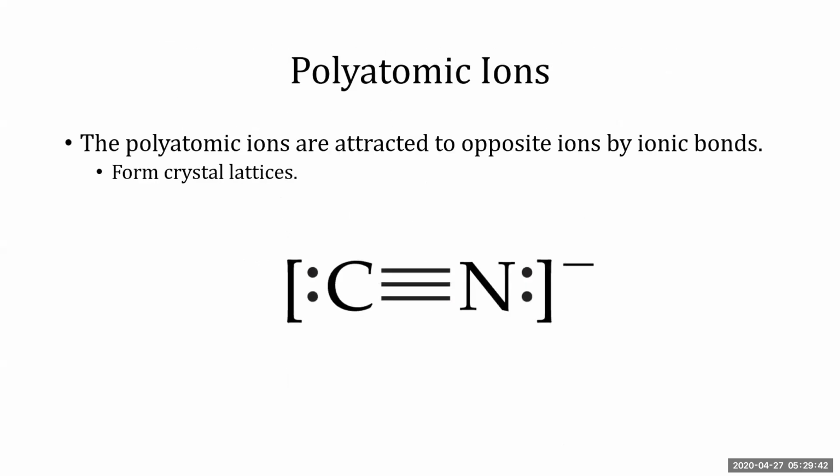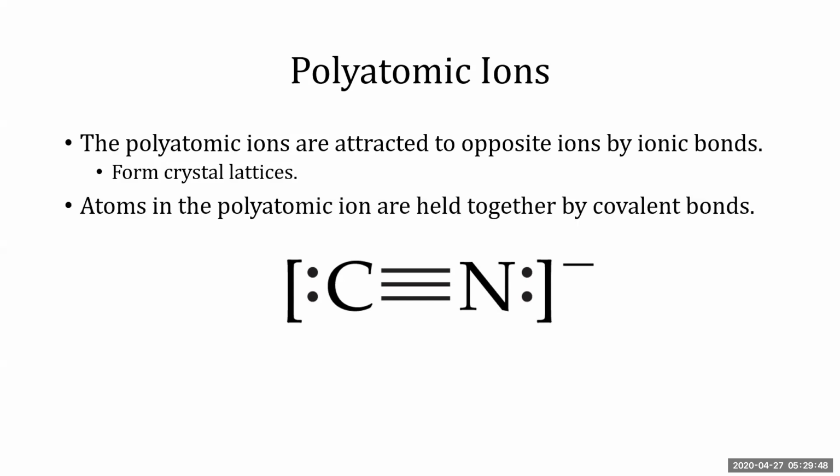Polyatomic ions are attracted to opposite ions by ionic bonds. Atoms in the polyatomic ion are held together by covalent bonds. An example shown is CN-.